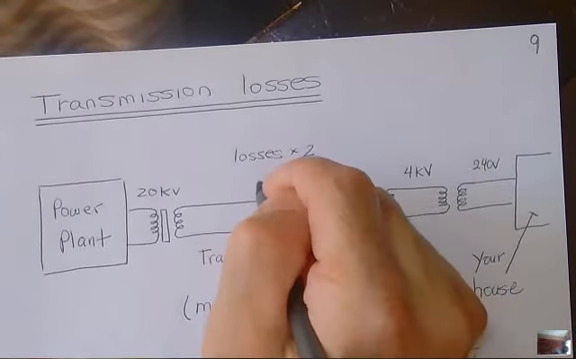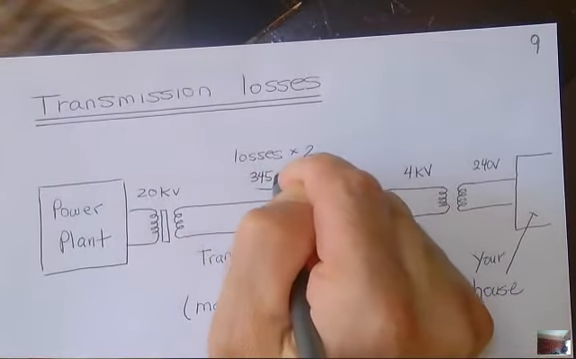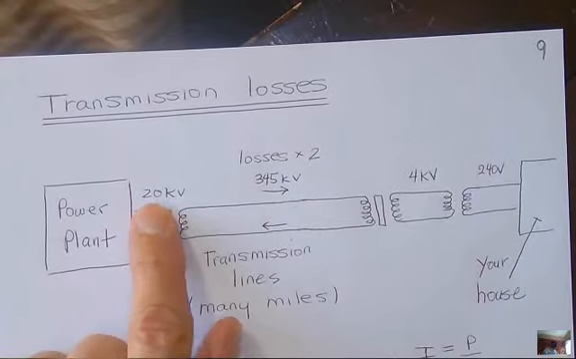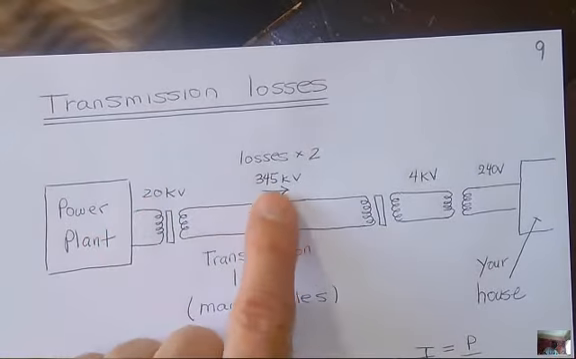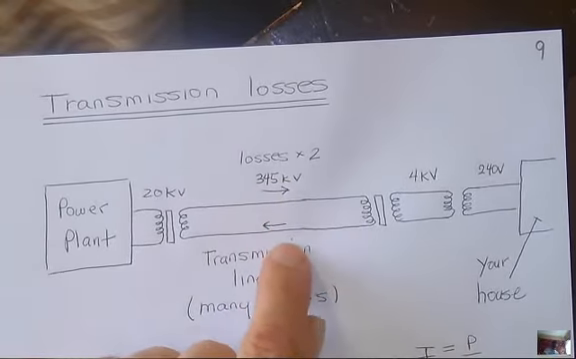So these guys, I'm going to get a different color so my colors match up. So these guys are at 345 kilovolts, okay? So more than 10 times the voltage, about 15 times the voltage. This is going from 20 to 340. So when the voltage goes up, the current goes down proportionally.